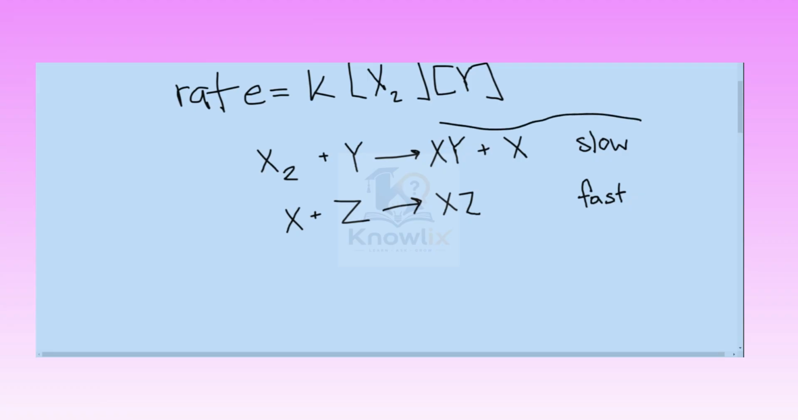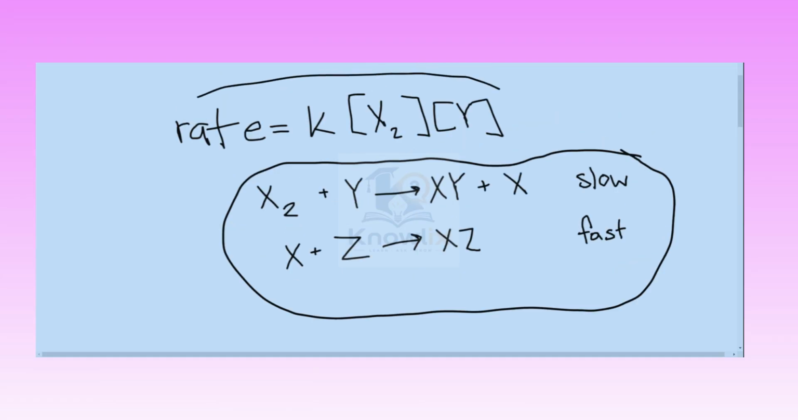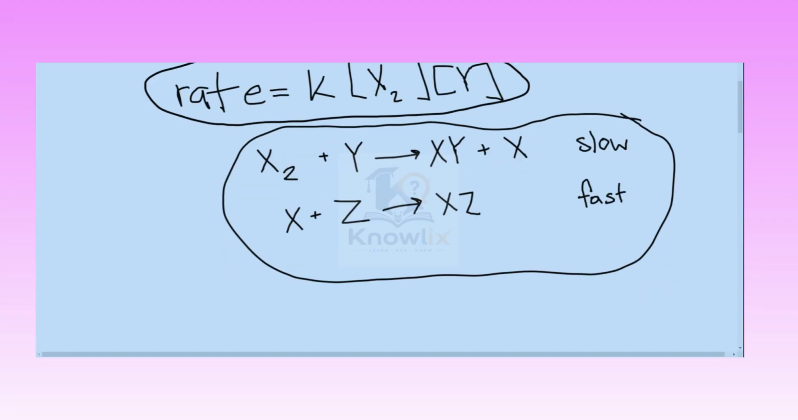And so here is a perfectly plausible mechanism, which agrees with the rate law that we see here. And Z is not part of the rate law because it is not part of the rate determining step.